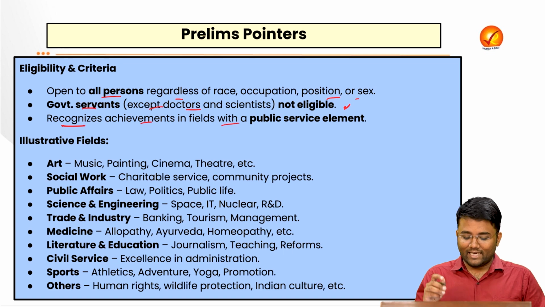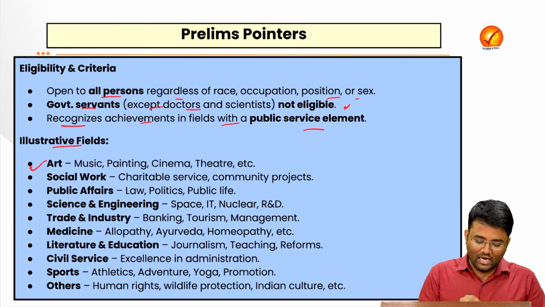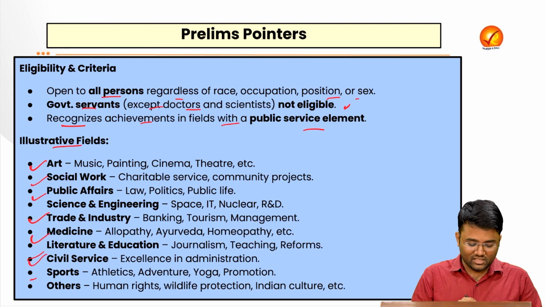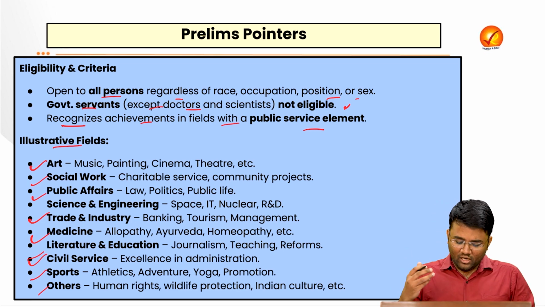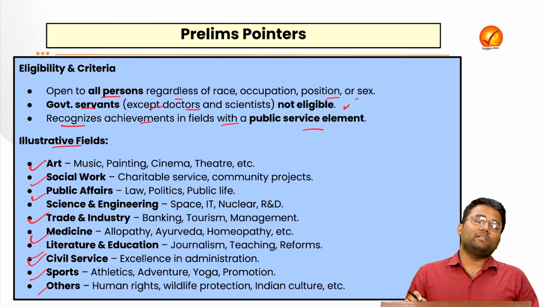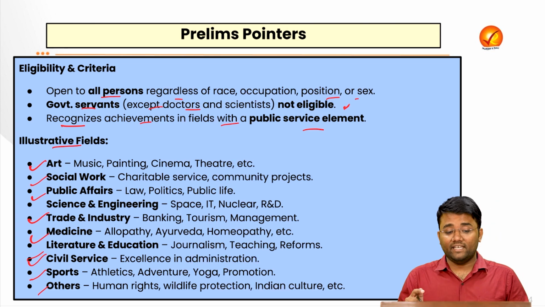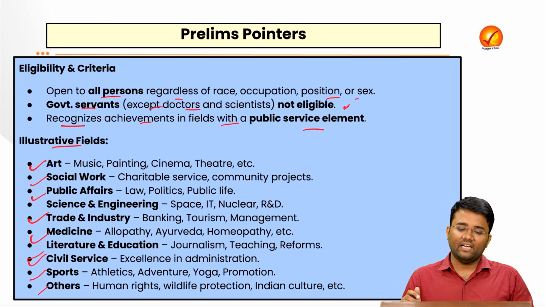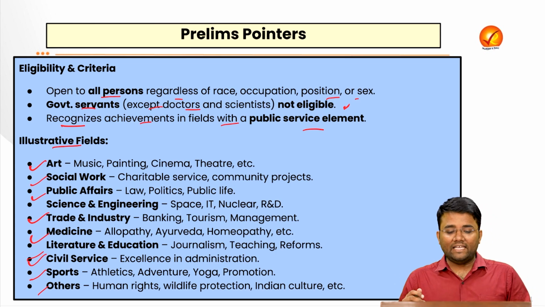It also recognizes achievements in a field with a public service element. The various illustrative fields are art, social work, public affairs, science and engineering, trade and industry, medicine, literature and education, civil services, sports, and some others like human rights, wildlife protection, Indian culture, etc. These Padma Awards are not a title. They cannot be used as a prefix or suffix, which was also highlighted in the Balaji Raghavan case of 1996. Also, posthumous awards are rare but possible in exceptional cases, and upgradation to a higher category can only be done after 5 years unless waived for highly deserving cases.